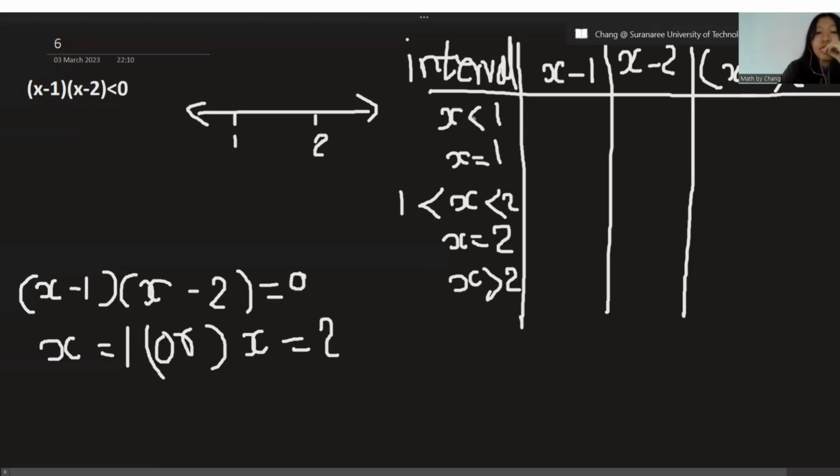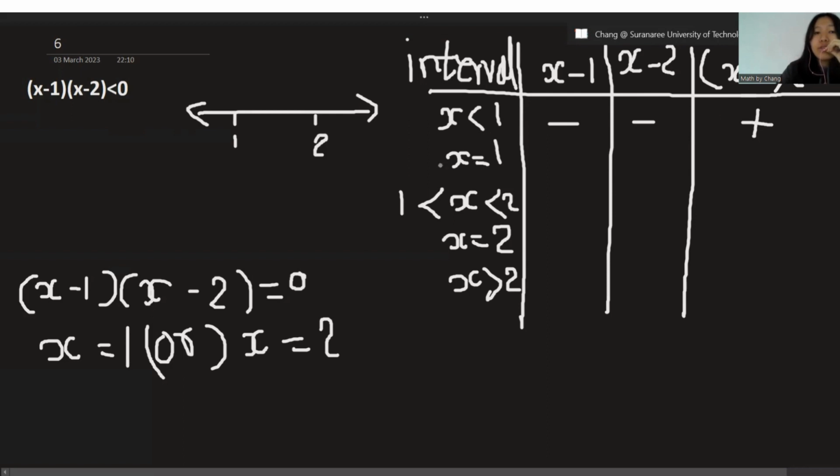Okay, so let's consider if x is less than 1. Just put any number you like, but for me, I would choose 0. 0 is also less than 1, right? So 0 minus 1, what will you get? Minus 1, right? 0 minus 2, you will get minus 2. You only need to consider the sign. Minus times minus, what will you get? Plus. So you will get a positive value, which is greater than 0, right? So you don't need to consider this interval.